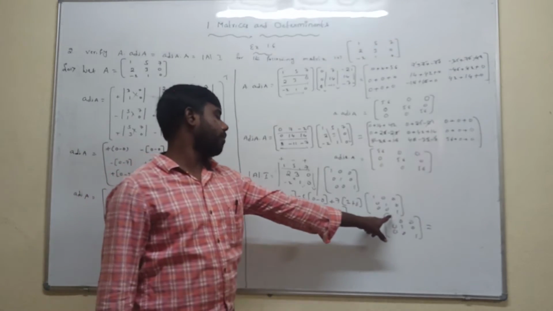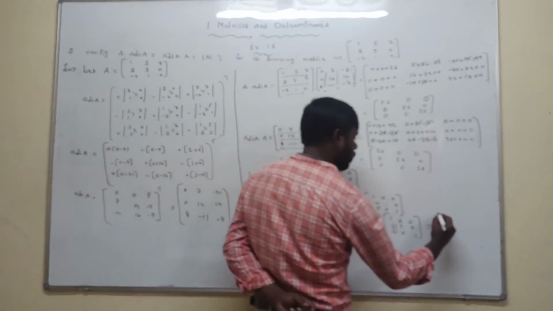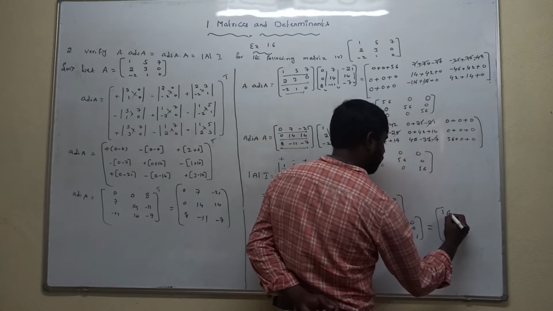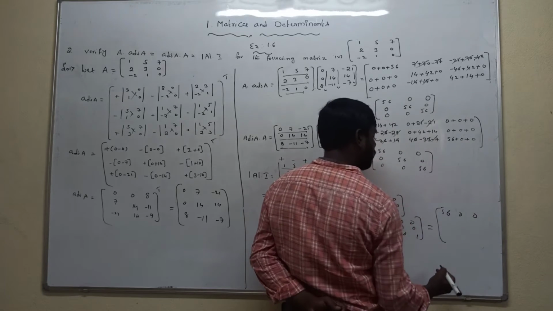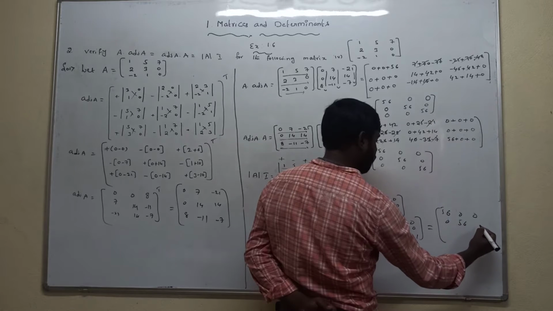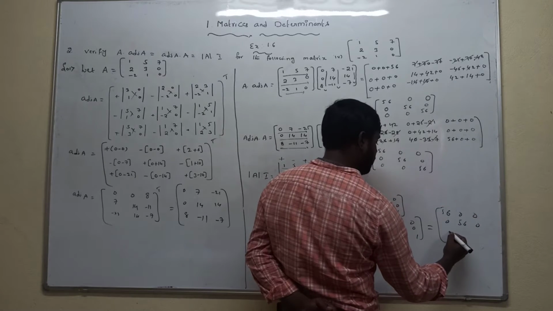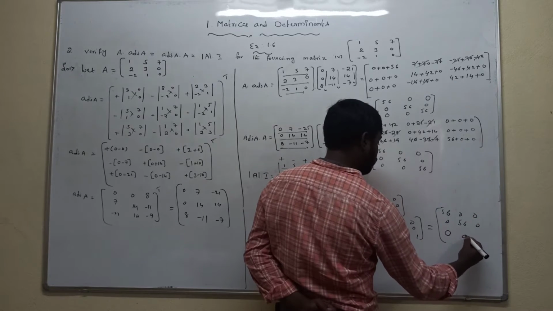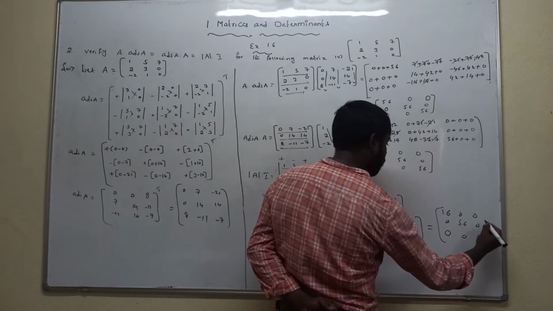Now each element product with 56. So 1 into 56 is 56, 56 into 0 is 0, 56 into 0 is 0, 56 into 0 is 0, 56 into 1 is 56, 56 into 0 is 0, 56 into 0 is 0, 56 into 0 is 0, 56 into 1 is 56.